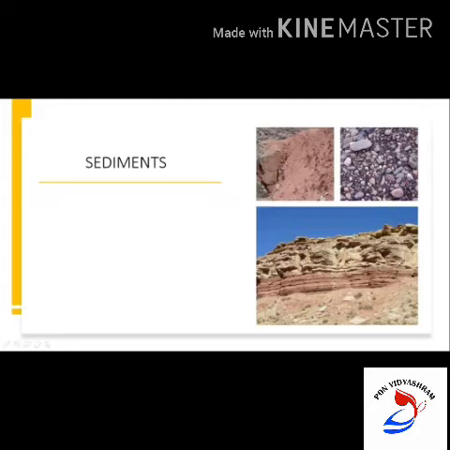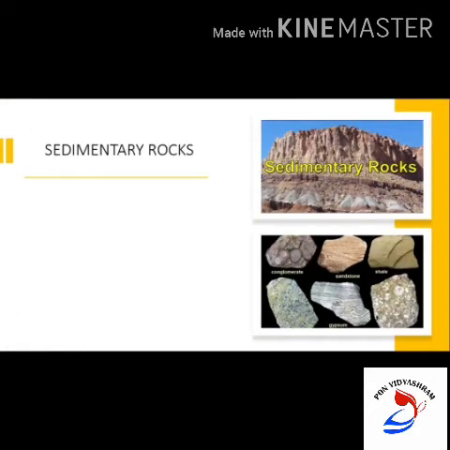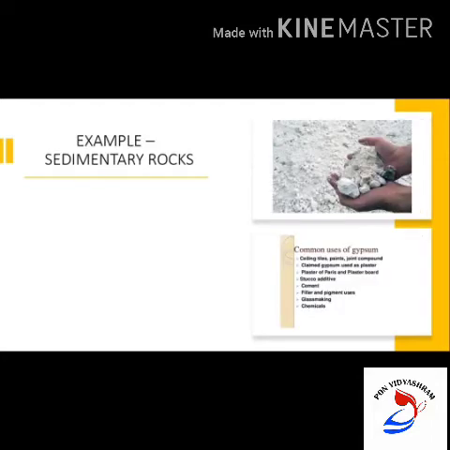These are sedimentary rocks. Sedimentary rocks are formed either mechanically, chemically, or organically. These rocks are the most widespread and cover about 75% of the total land area of the earth. Some examples of sedimentary rocks are sandstone, limestone, and coal.